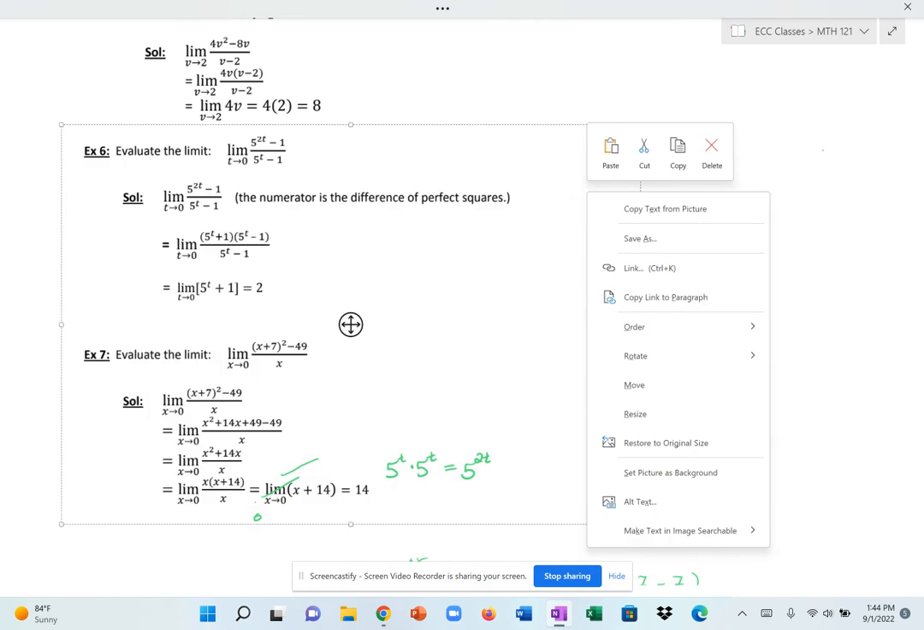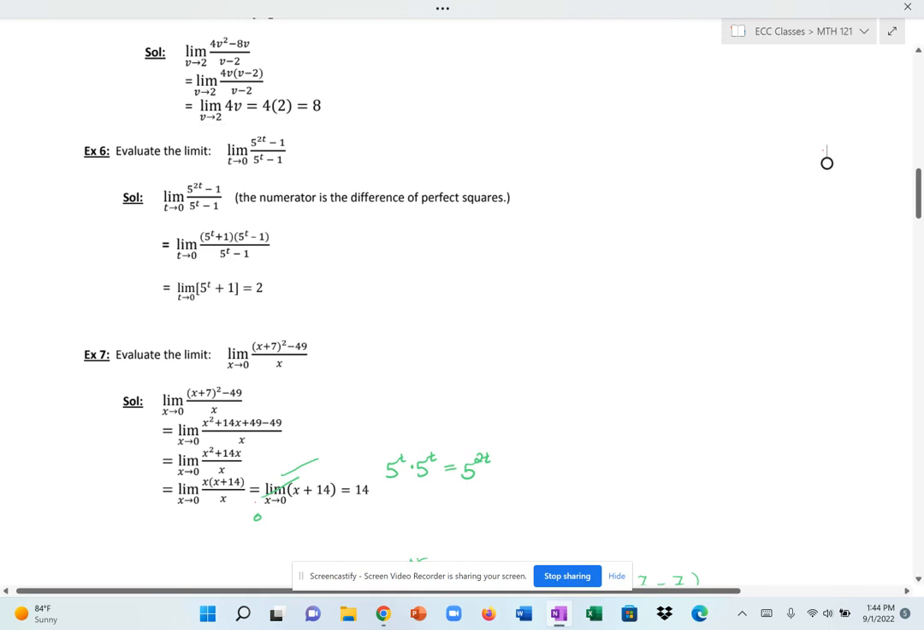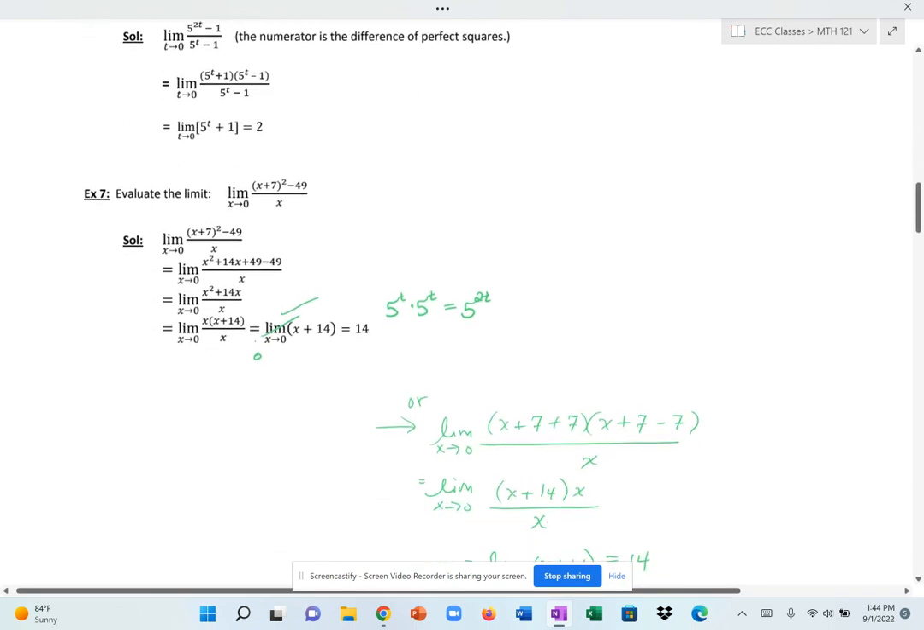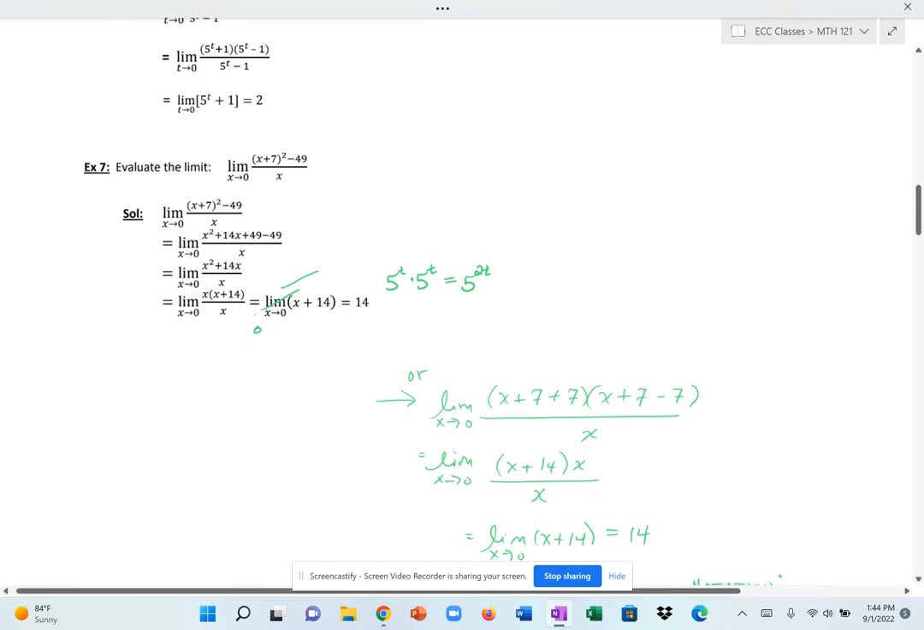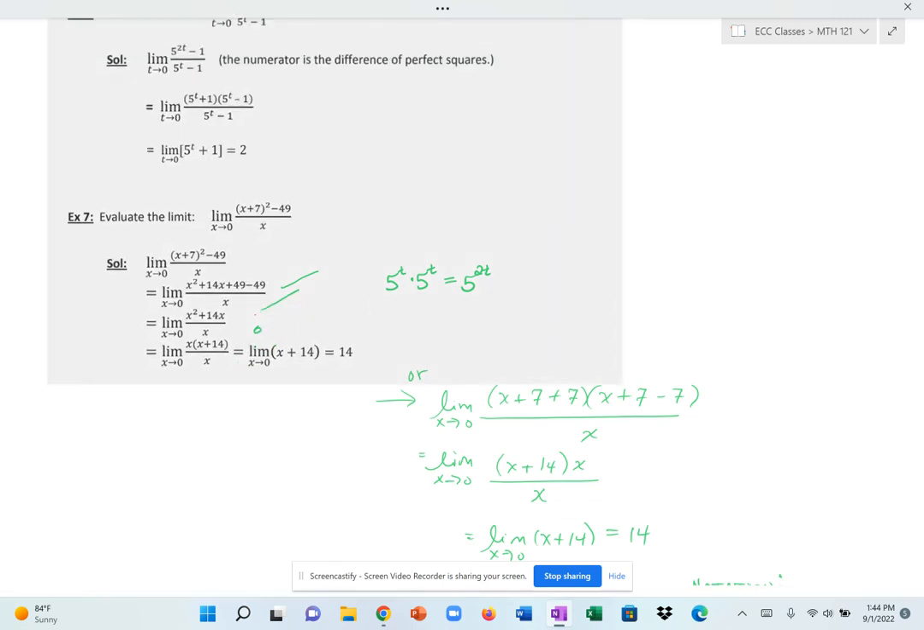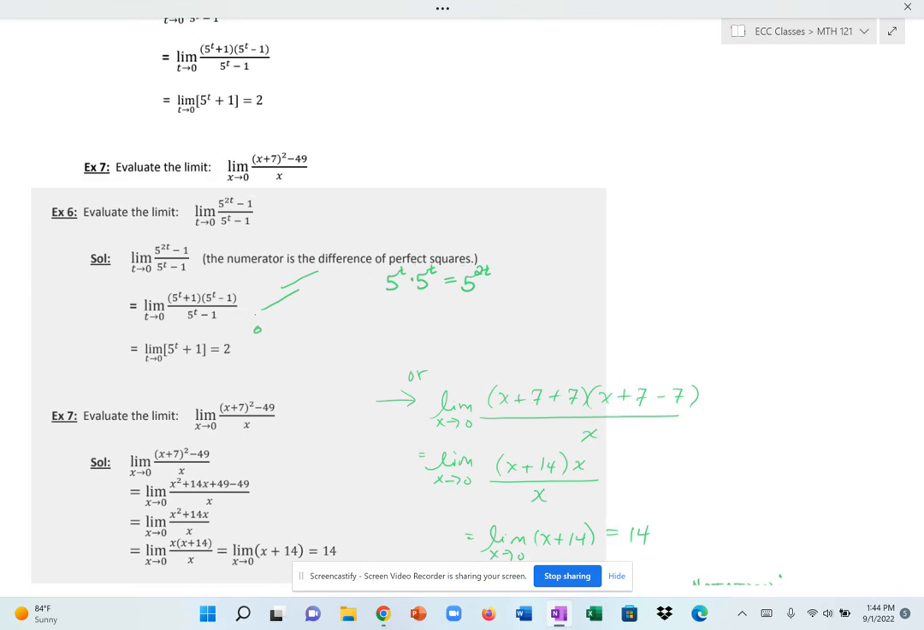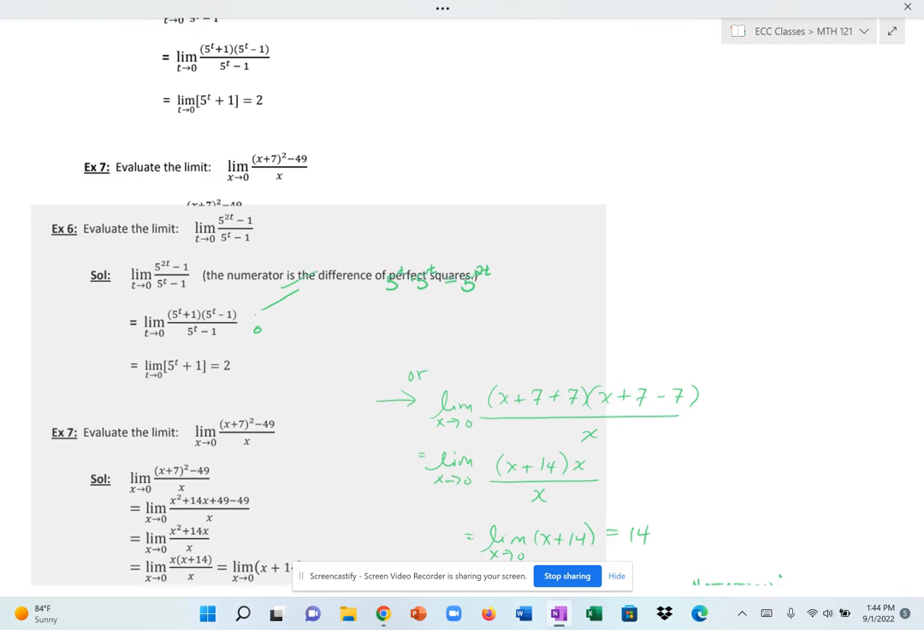Oops, I didn't mean to move that. Okay. So try to put that back to where it was. I think it was here.